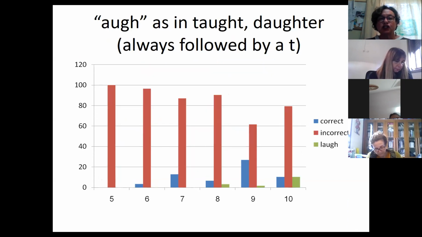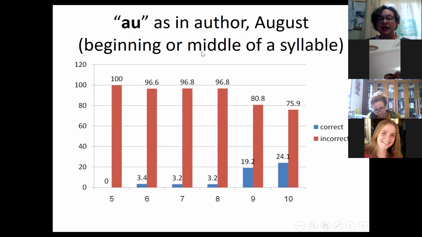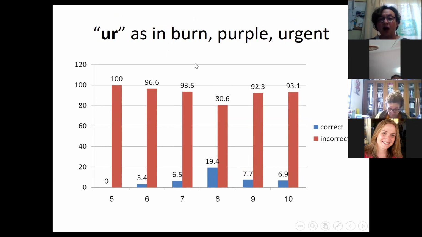And AUGH, or the same as OUGH that makes the or. Again, not 100 percent with this, but in frequent words that require us to teach it at some point. And AU also makes the or sound, okay, at the beginning or middle of a syllable. And then another vowel R, which makes the sound like IR. And you can see very, very few students knew this, okay? So it's something that needs to be taught.